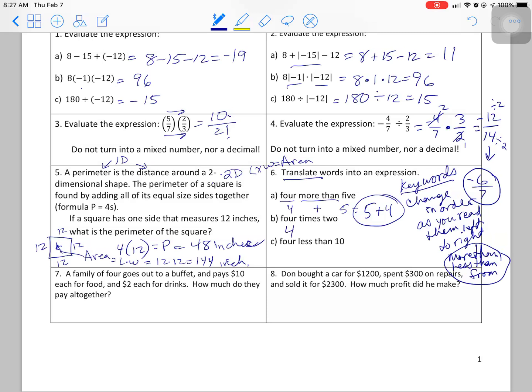4 times 2 times 2, or times 2. Less than is one of those words. So you really should be writing 10 minus 4. 10 minus 4 is the same as 4 less than 10.